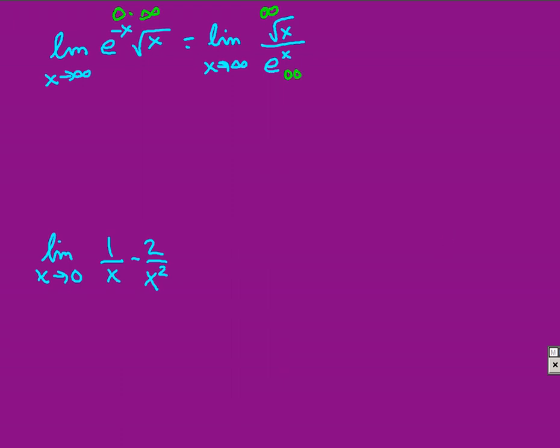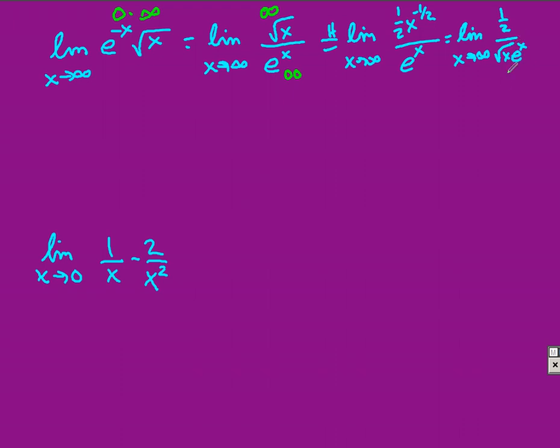Now I can take L'Hopital's rule. So by L'Hopital's rule, the derivative of the top is going to be 1/2 x to the negative 1/2, and on the bottom, still e to the x. So now, before I try to plug in, let me simplify this a little bit, because it looks a little ugly. I got negative powers floating around again. I would have this 1/2 on top. I'd have a square root of x times e to the x on the bottom.